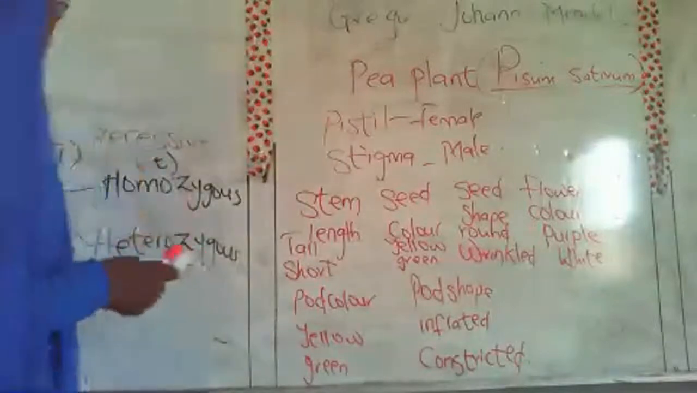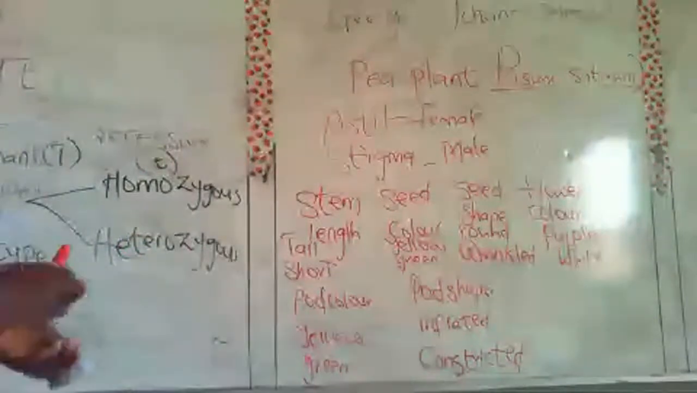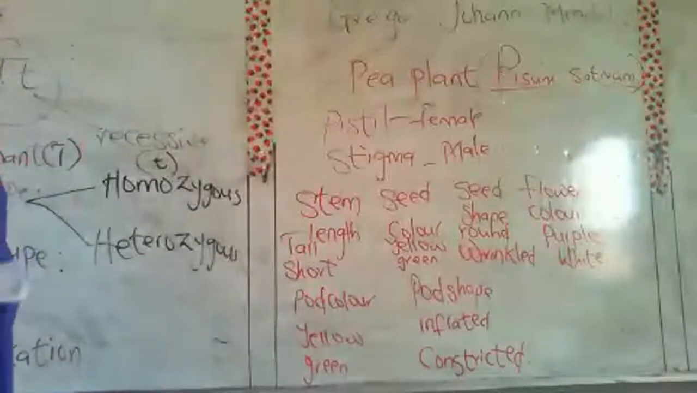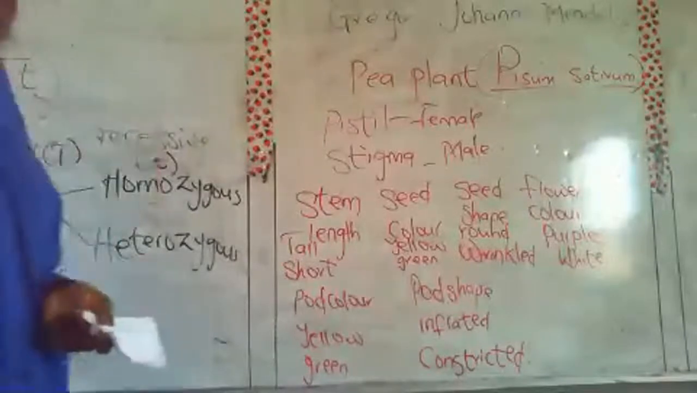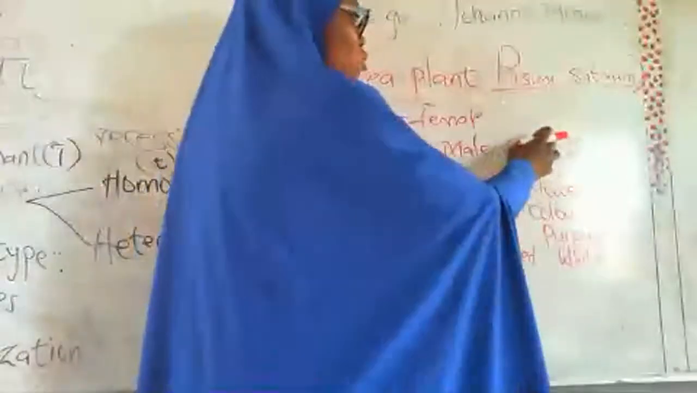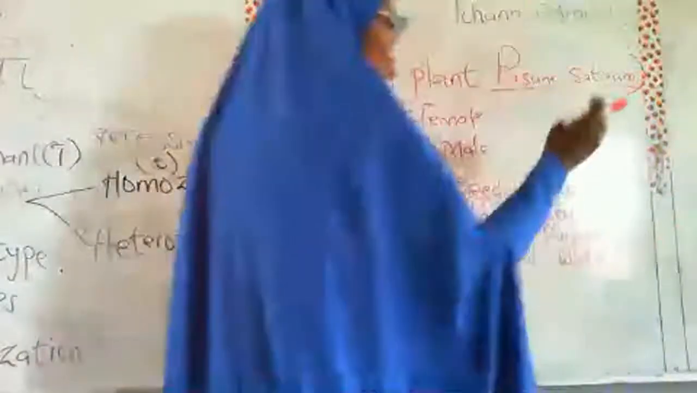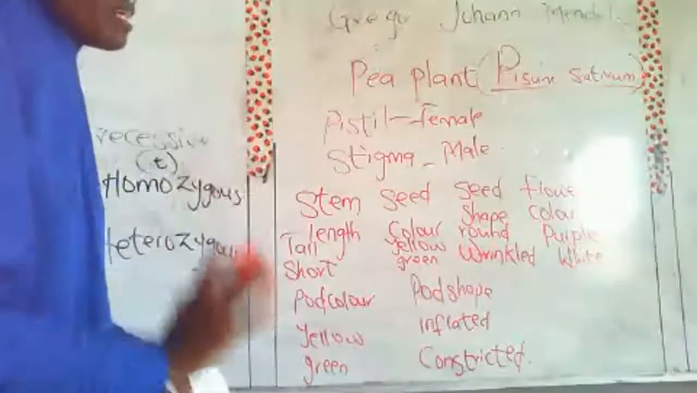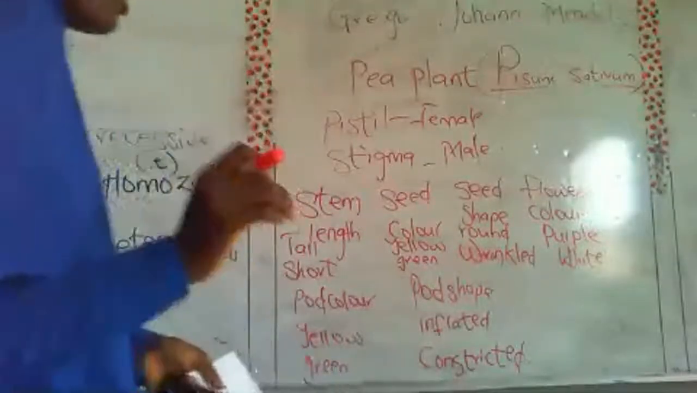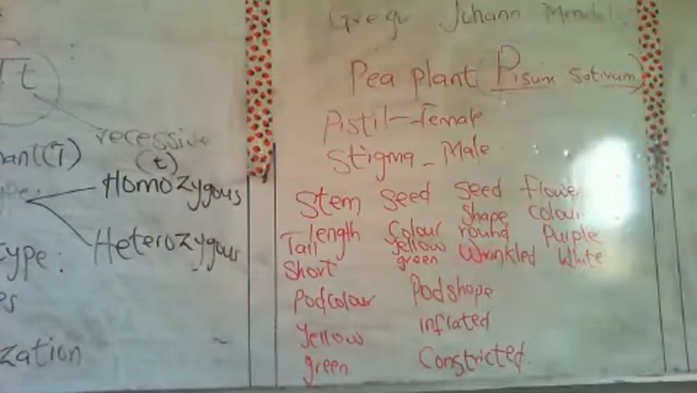Now I said I'm going to tell you what a pure trait or a true breeding is. A pure trait or true breeding refers to varieties that transmit a character or trait to their offspring without change in the trait from generation to generation. Meaning that if all these plants are tall and they reproduce, they will give rise to tall. If these are short, they reproduce to give short. So there's no change in the trait from generation to generation.